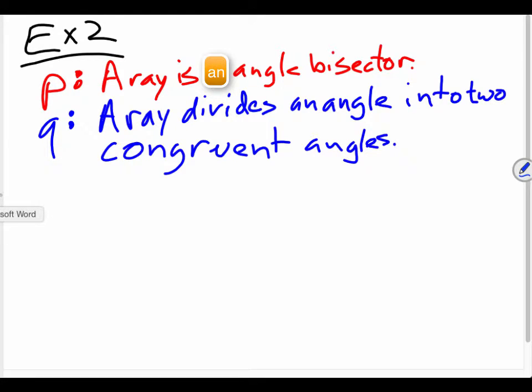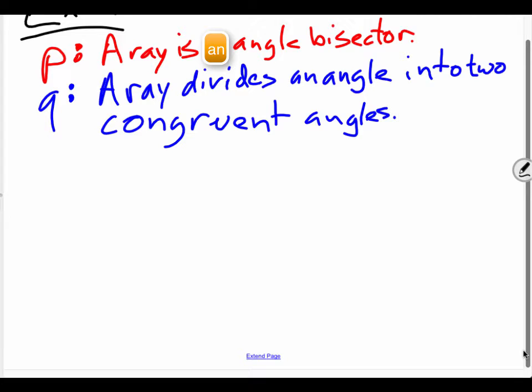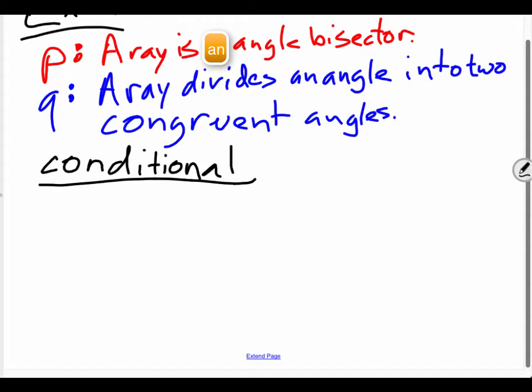So now what we need to figure out, what the textbook wants us to do, is a little practice. Let's do the conditional statement. If I do the conditional statement, what implies what? P implies Q. So how do I write that? If a ray is an angle bisector, then it divides an angle into two congruent angles.